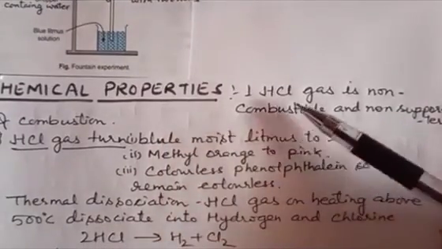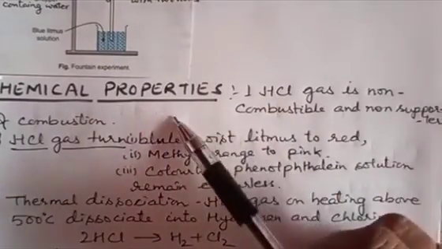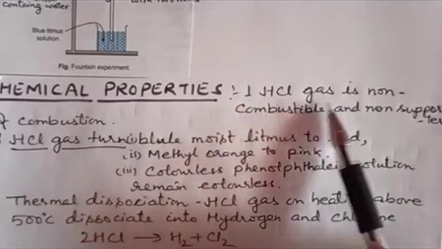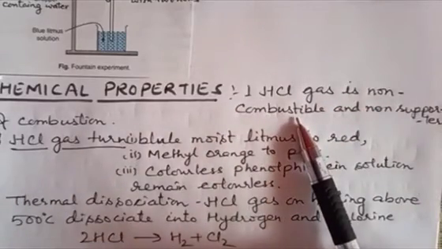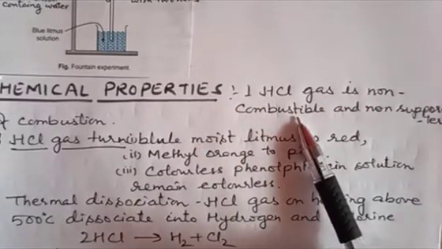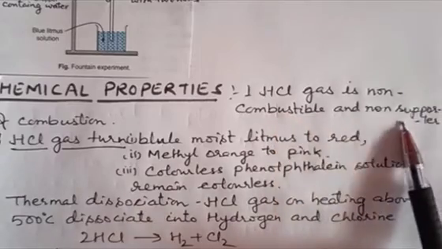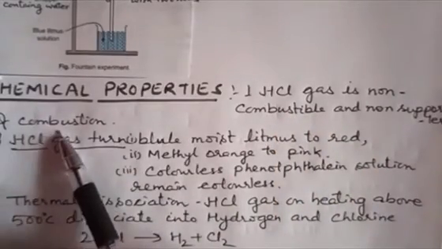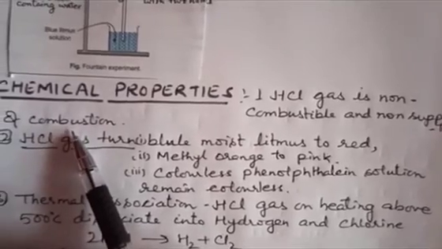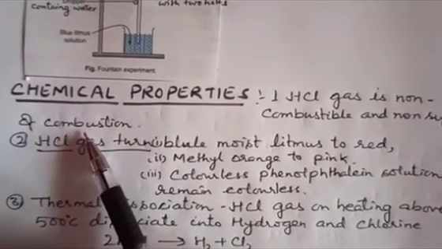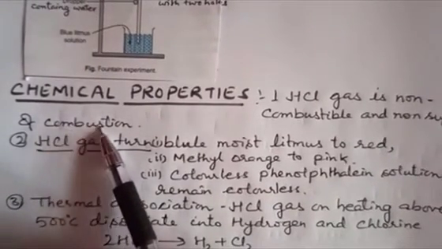Now next is the chemical properties of HCl gas. HCl is non-combustible. What is the meaning of non-combustible? Which doesn't burn. And non-supporter of combustion. Non-supporter of combustion means which doesn't support burning.